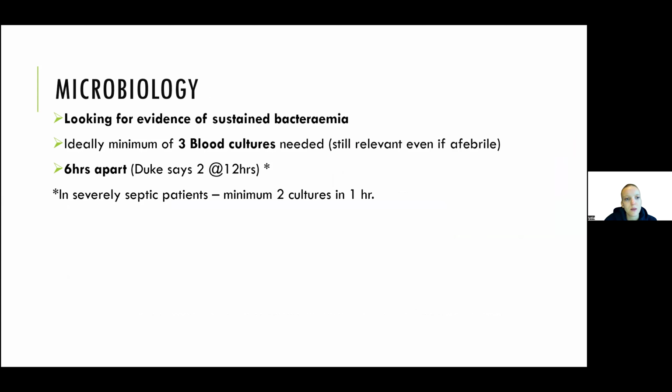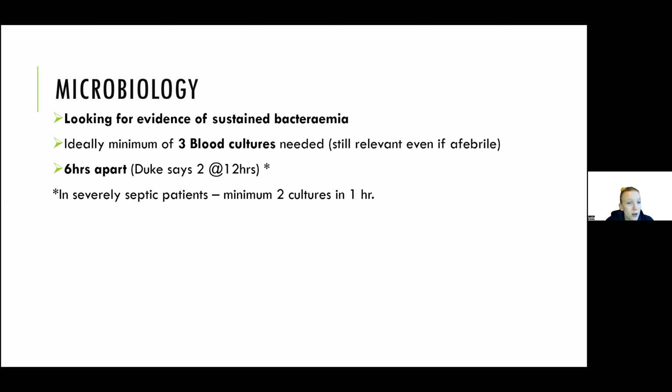Most guidelines stipulate 6 hours apart. The Duke criteria does say you can get 2 at 12 hours. And sometimes in severely septic patients, you can get a minimum of 2 cultures in the first hour, but most of these patients don't really present profoundly septic. If they're going to present acutely, it's usually because they've either developed acute pulmonary edema or because they've had a massive embolic event, but most of the time you have time to get those cultures.